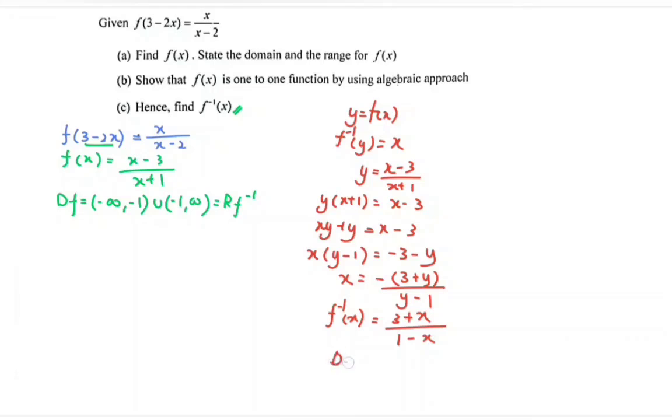So the domain for the f inverse would be negative infinity until 1 union 1 until infinity. So here we have the range for the f. So that is the answer for question 8. So the range for the f would be negative infinity until 1 union 1 until infinity.